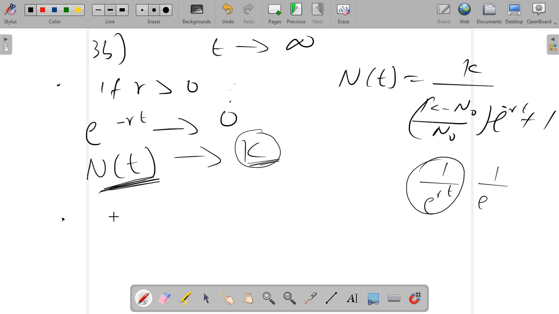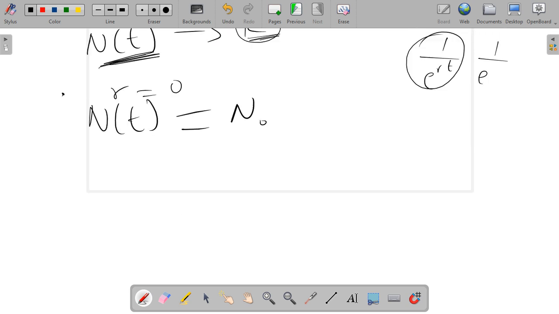Now for the second one, they say we should analyze for r being equal to 0. If r is equal to 0, e raised to power 0, I'm going to have k over this, I think I'm going to have n naught. Yes, n of t will now be equal to n naught, and we call it constant. It doesn't change. The initial population remains the same.